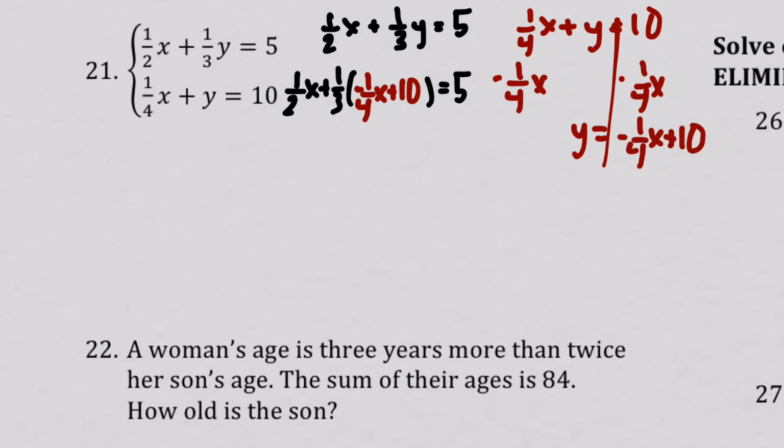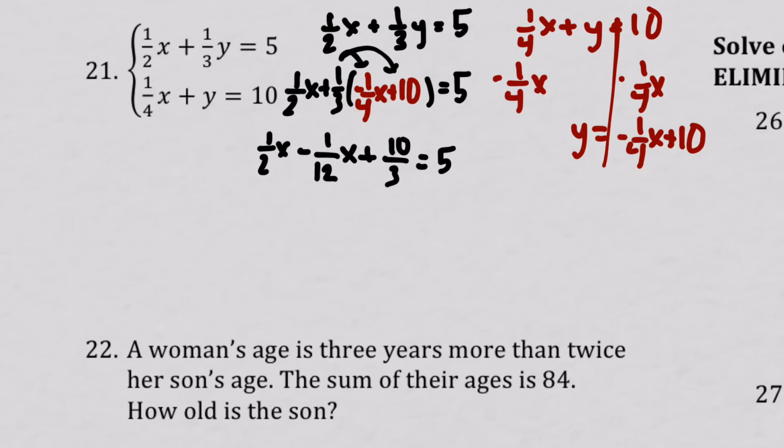Okay, so let's distribute the 1/3 right there and right there. So you're going to have 1/2 x plus 1/3 times negative 1/4 is going to be negative, so minus 1/3 times 1/4 is 1/12, because when you multiply fractions, you multiply straight across. Numerator times numerator, denominator times denominator. Negative 1/12x plus 10/3. Why 10/3? Because it's 1/3 times 10, so 1 times 10 and 3 times 1 equals 5.